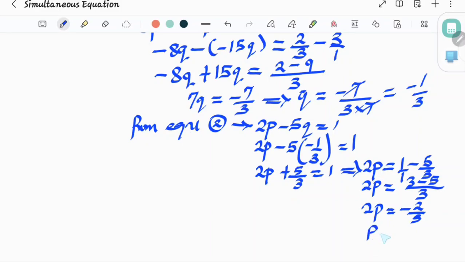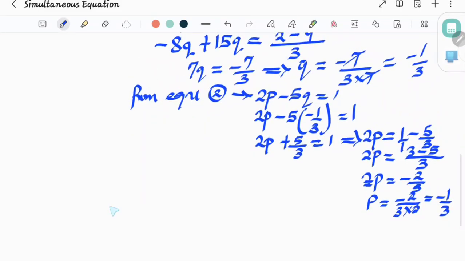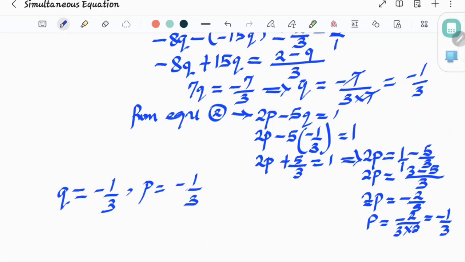As well, p here is going to be minus 2 over 3 times 2. That's this 2 that is here is going to come down. So 2 cancels 2, we have minus 1 over 3. So what this means is that our q gave us negative 1 over 3, and our p gave us negative 1 over 3. All right, but don't forget the equation from the original question.